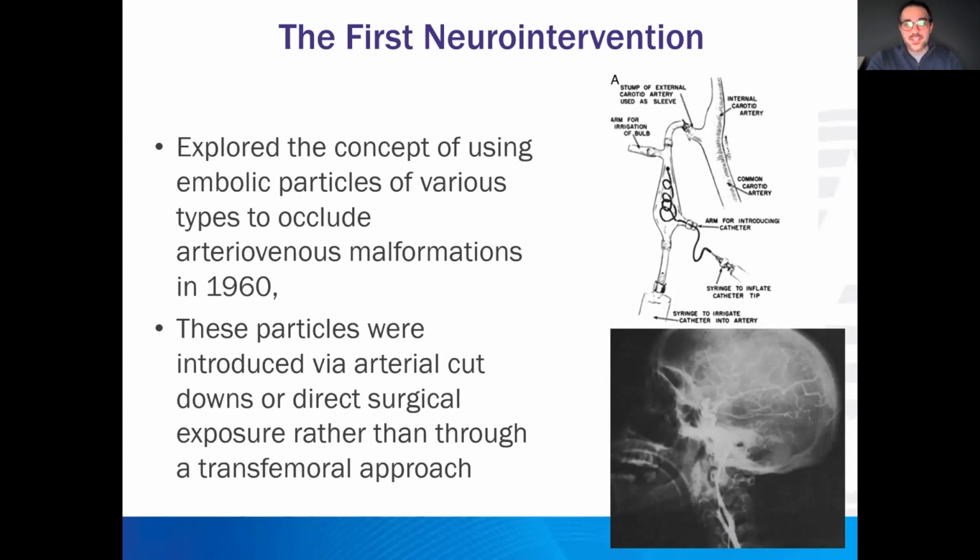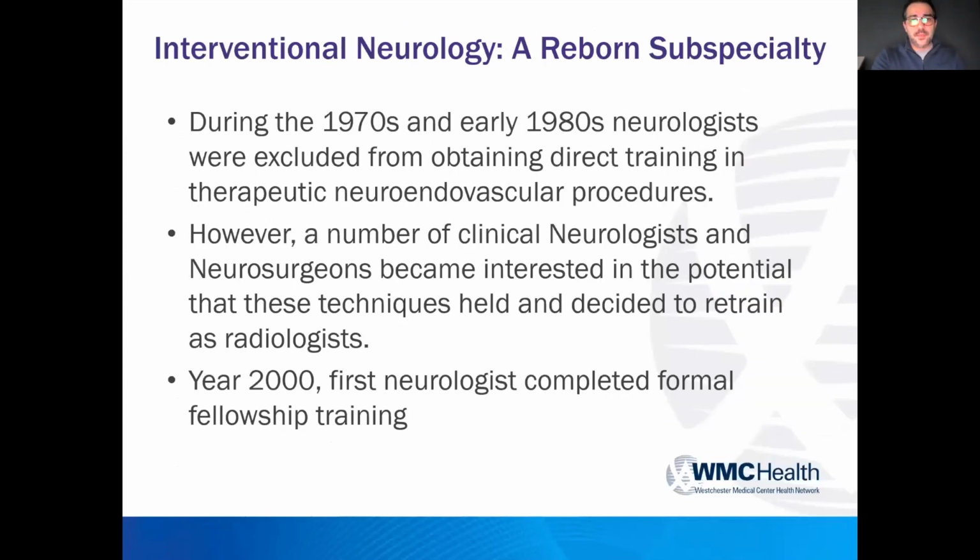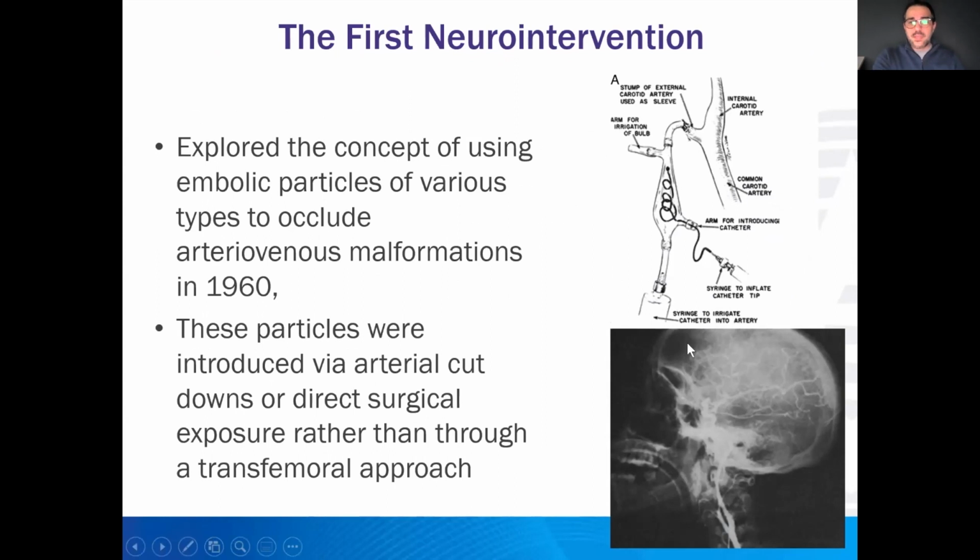His first intervention was an embolization of an AVM. The way they did this, they explored the concept of using embolic material of various types to occlude arteriovenous malformations in the 1960s. These particles were introduced through an arterial cut down in the neck and direct surgical exposure, rather than a transfemoral or transradial approach. You can see over here that they injected a tiny thread into the blood vessel and hoped that it would engage into the AVM and cause some thrombosis.